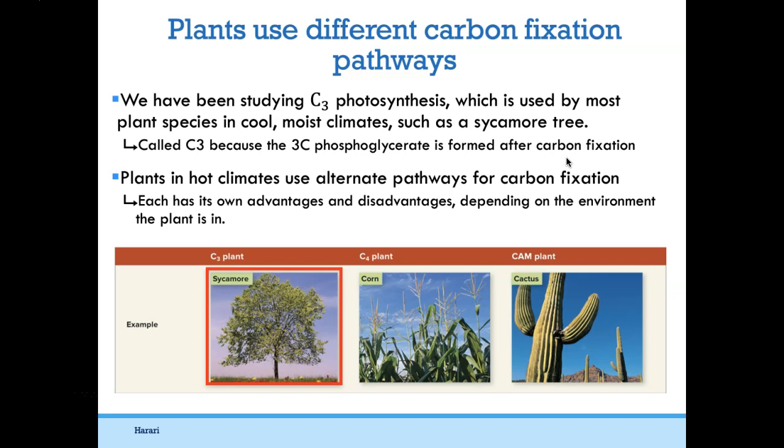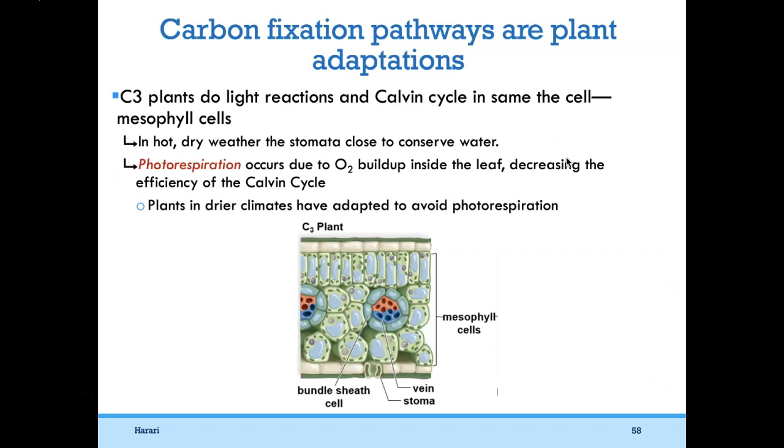And each pathway has its own advantages and disadvantages depending on the environment that the plant is in. So the different types of photosynthesis really give us an opportunity to consider that different organisms are metabolically adapted to their specific environment. So let's talk about C3 plants. These plants do the light reactions and the Calvin cycle in the same cell. Leaves are made of mesophyll cells, and a mesophyll cell in a C3 plant is the location of both reactions.